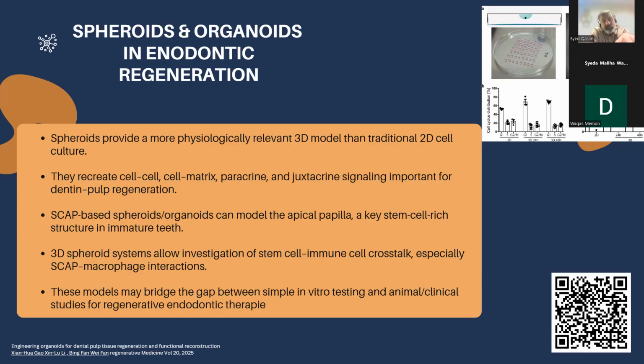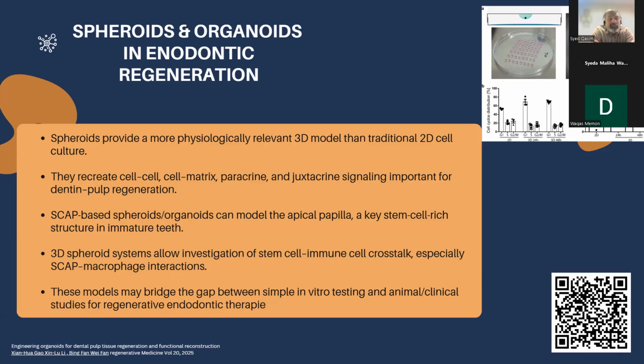Similarly, spheroids have also been created by using macrophages, and they've also been used to tune the macrophages, so that you have M1 to M2 tuning. M1 is pro-inflammatory and M2 promotes healing, so it's anti-inflammatory. So you can tune macrophages while they are there.